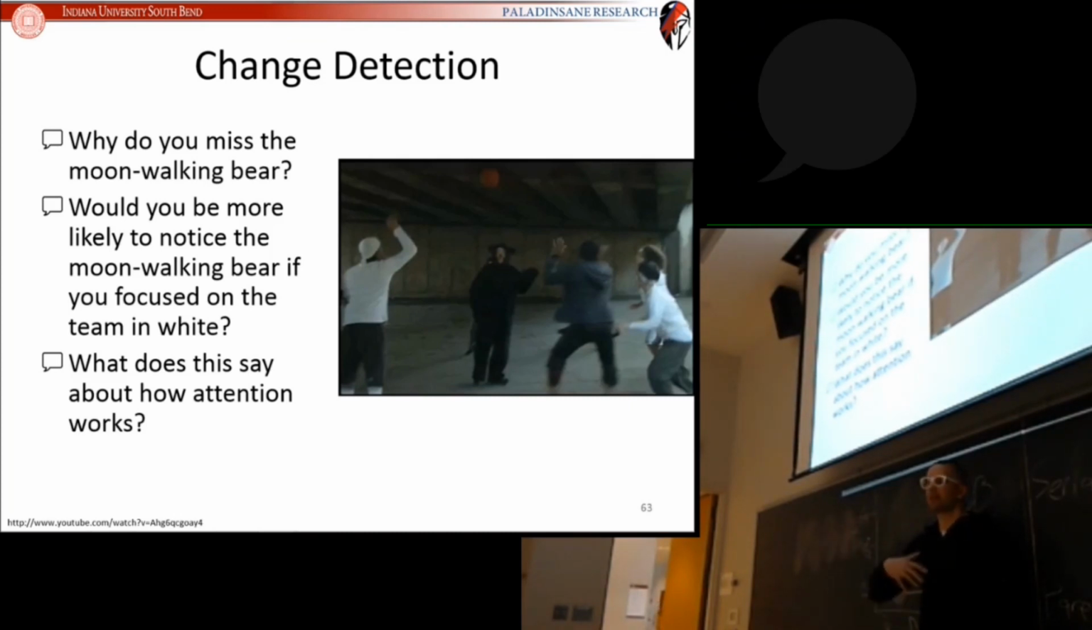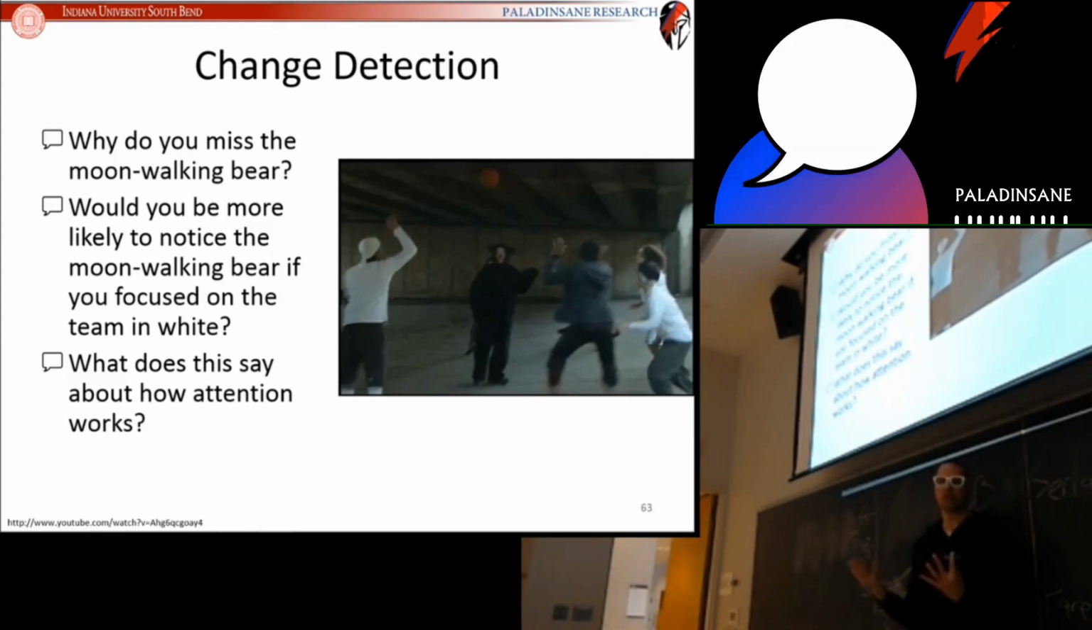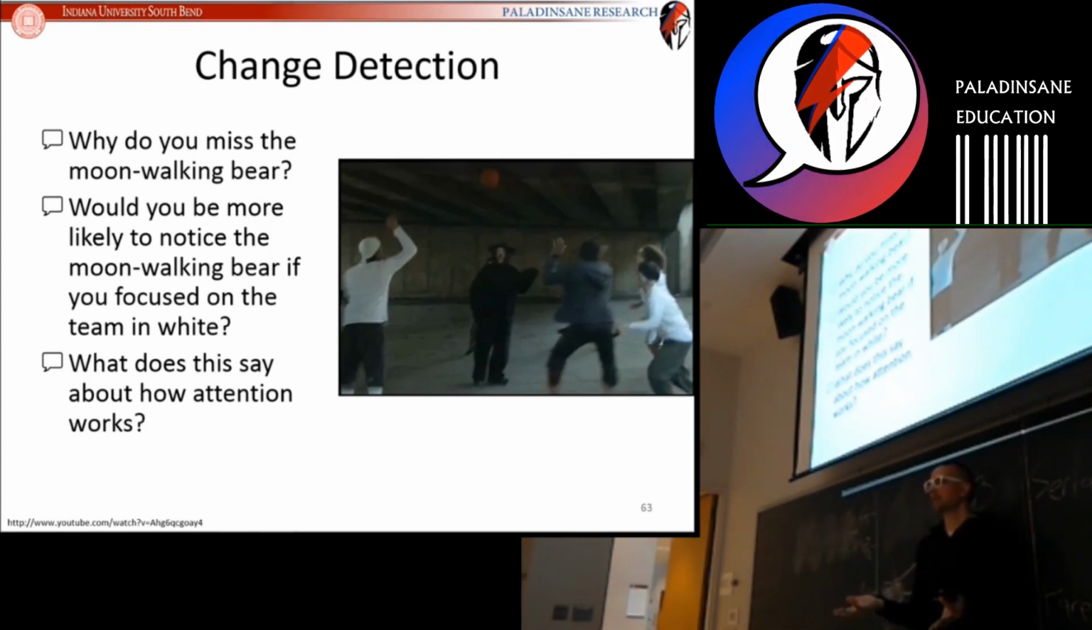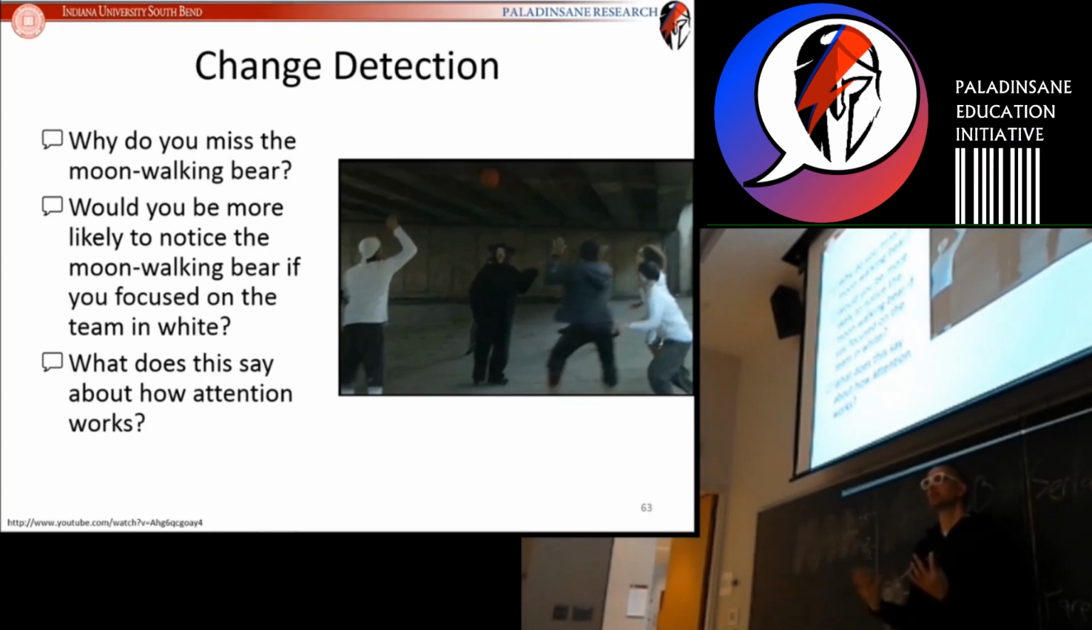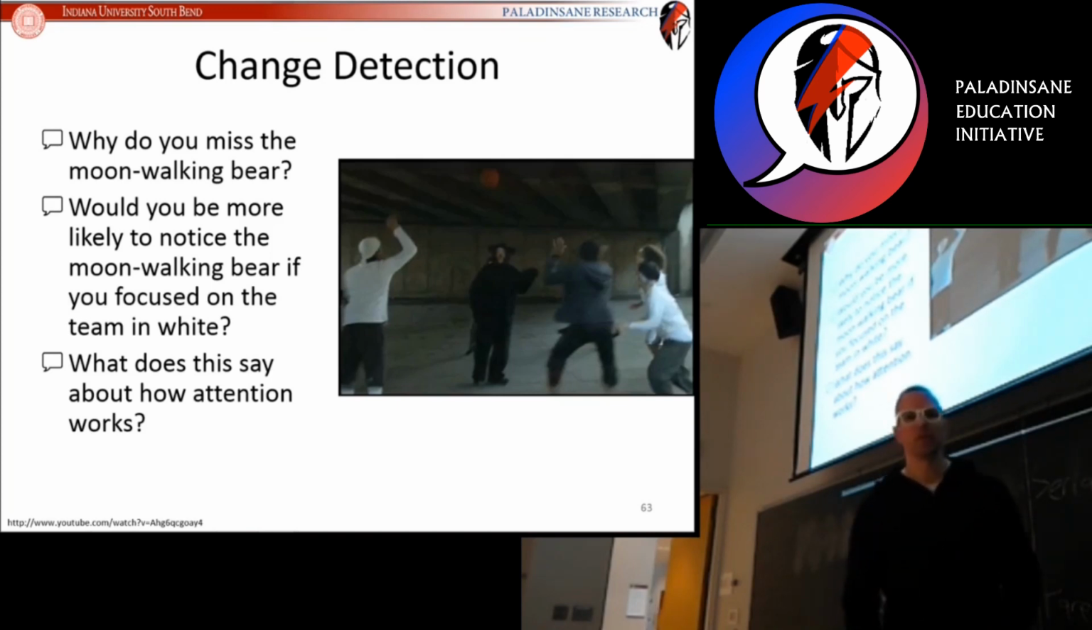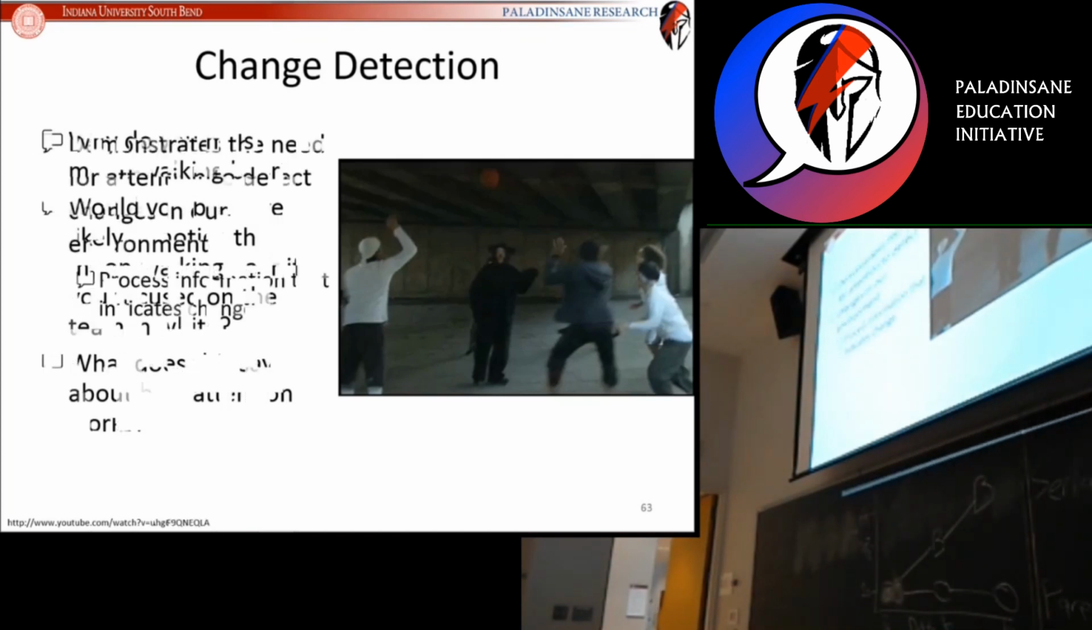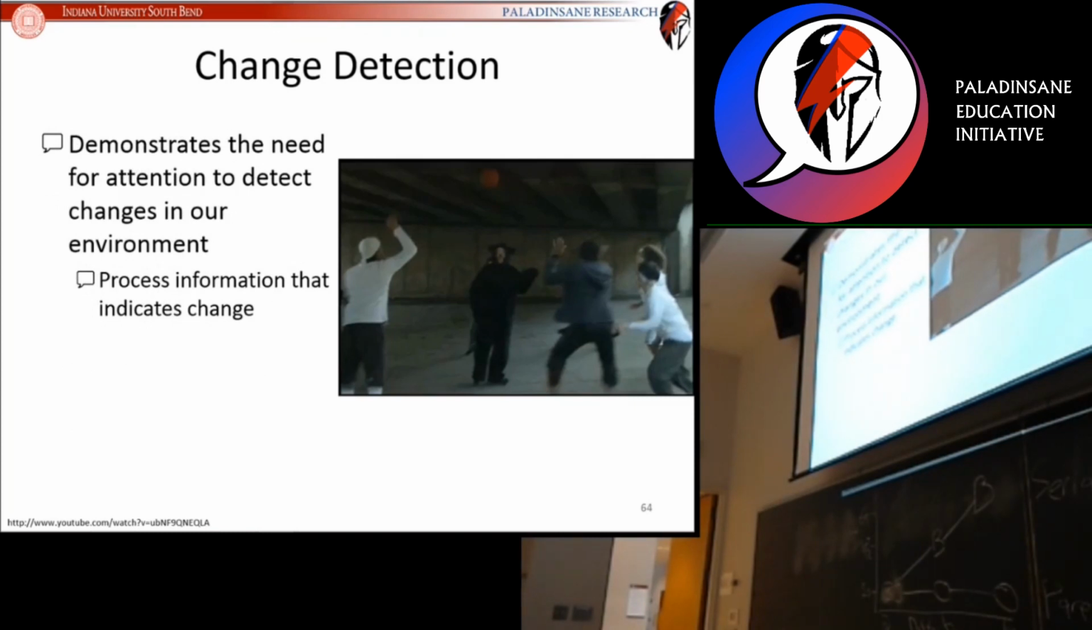The reason you were surprised is because we have this illusion that we process the information. We have this illusion that we're aware of our environment, but we're really not. We're really not aware of it unless we specifically ask or direct our attention to process different parts of that environment. All right, so we process information that indicates change. That's how we can actually notice a change.